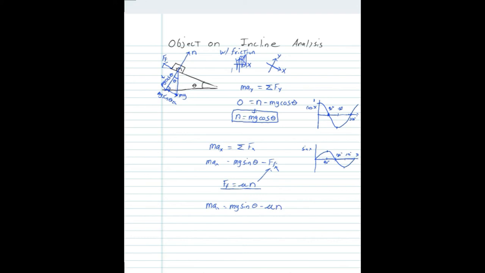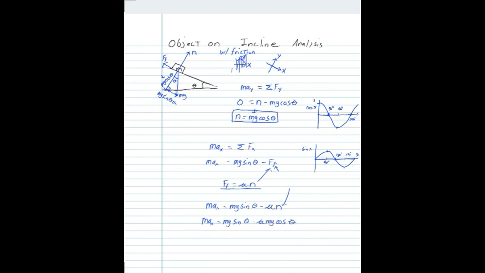And then I'm going to make another substitution. We just determined a few steps ago that the normal force equals mg cosine theta. So I'm going to substitute that in here. And I'm going to get this.